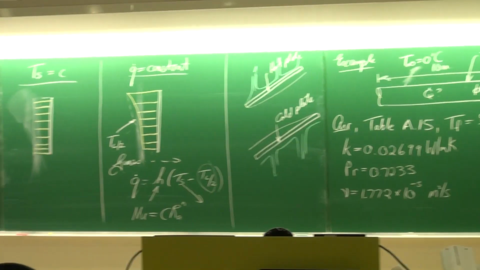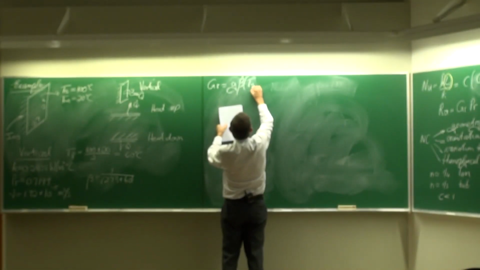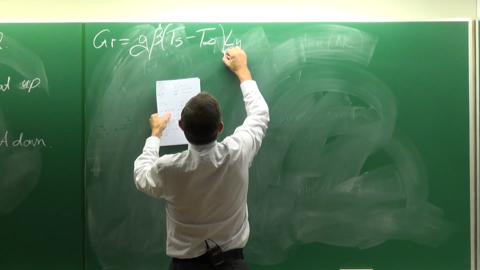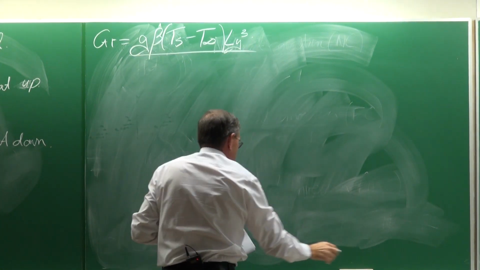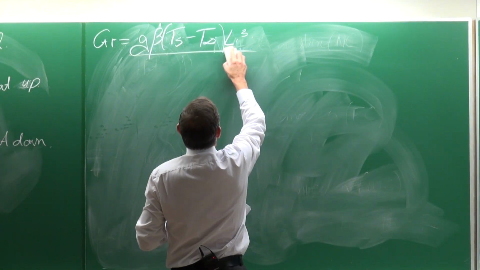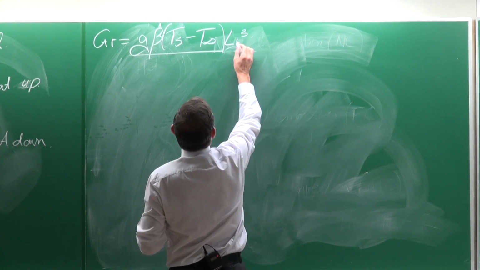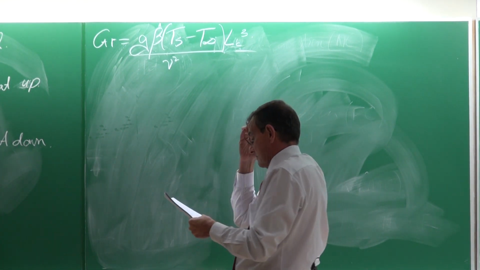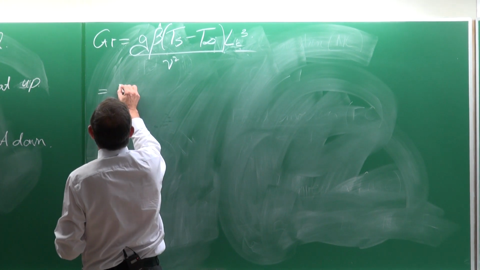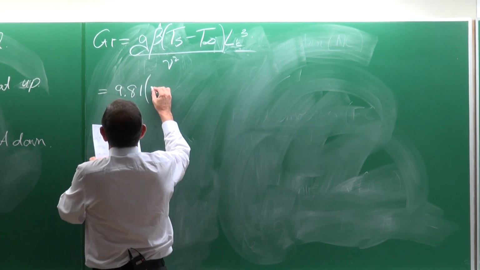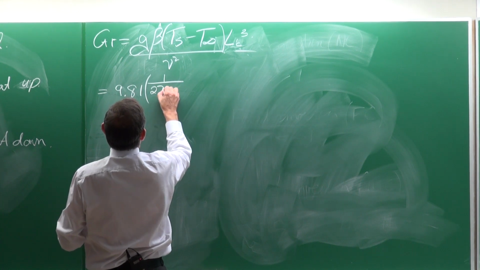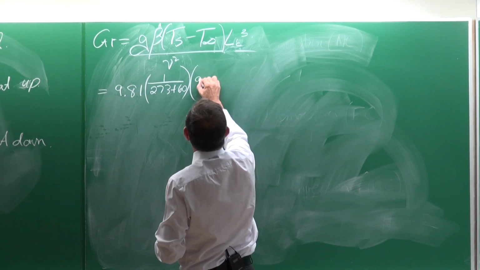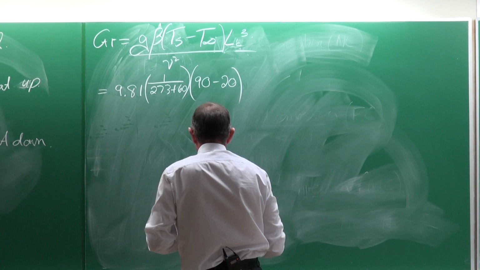The Grashof number is equal to g multiplied by beta, the temperature difference, multiplied by the characteristic length to the third, divided by the kinematic viscosity squared. And that is going to be equal to 9.81. Beta is 1 divided by 273 plus 60. The surface temperature is 90. The environment temperature is 20.